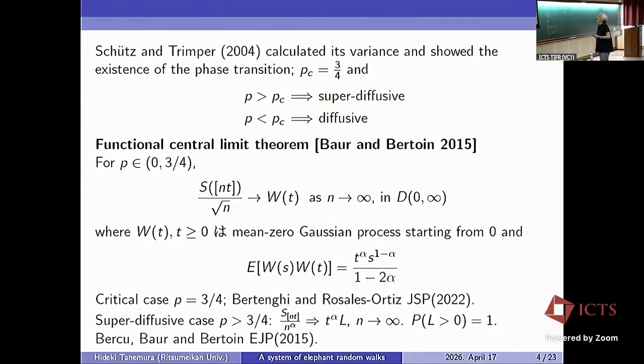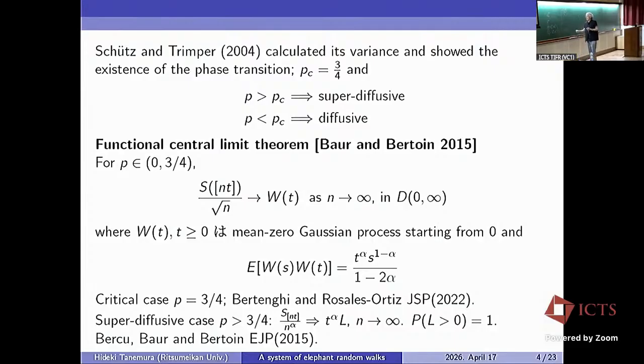Schütz and Trimper calculated its variance, and they showed the phase transition of this model. This is a very important point. The critical value pc is 3/4. When p is greater than pc, it is superdiffusive, and if p is less than pc, it is diffusive. The point is the ratio of that.